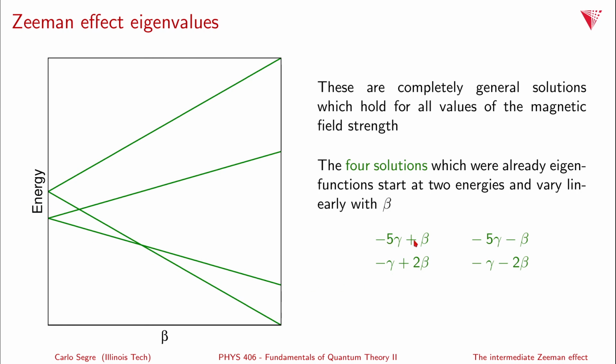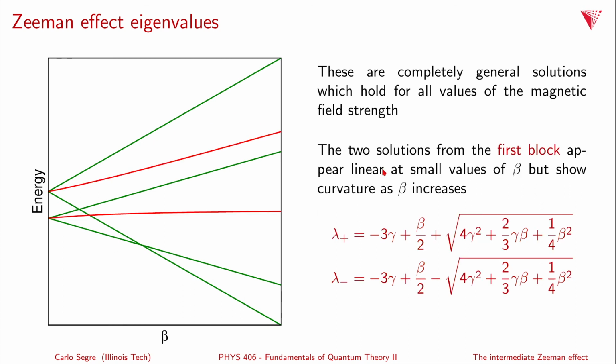Minus 5 gamma and gamma. The ones at minus 5 gamma will rise and drop with the slope of beta. And you can see that here. And the ones that start at minus gamma will rise and drop with a slope of 2 beta, as you can see here. The 2 solutions from the first block appear linear at small values of beta. They actually start at the same 2 values, that is, they start at minus gamma and minus 5 gamma. This one starts at minus gamma. This one starts at minus 5 gamma. Has a linear term where beta is small. And then additional terms that look like square roots out here.